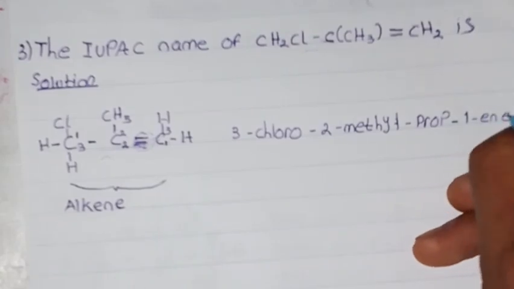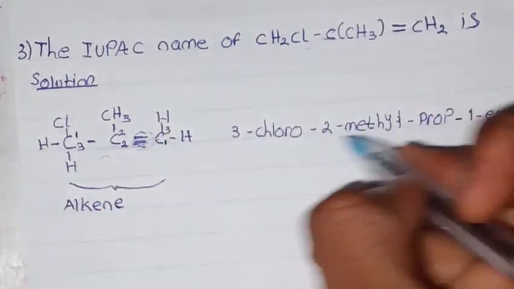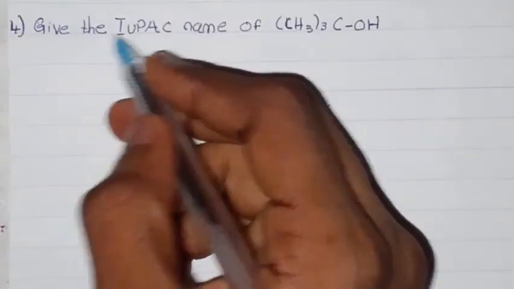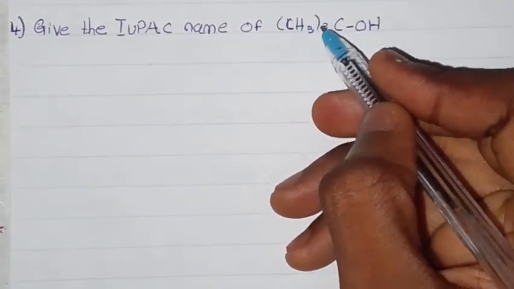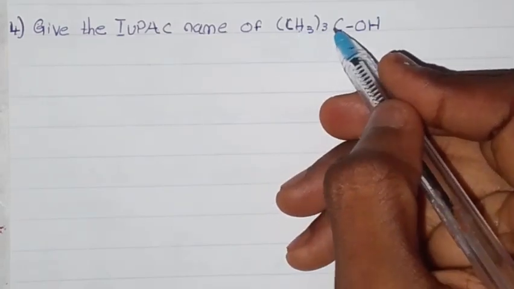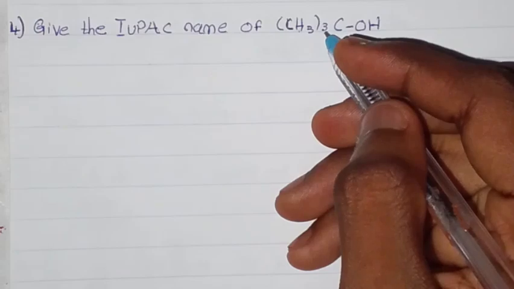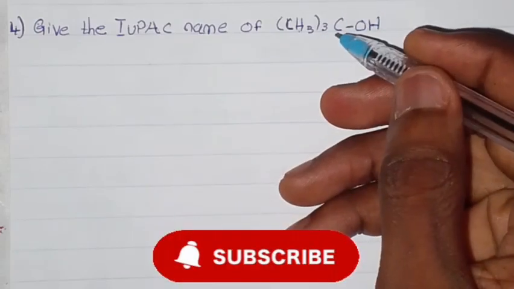ENE specifies the functional group, that the functional group is attached to carbon 1, and this number specifies the position of the substituents, right? Next, it gives the IUPAC name of CH3, we have 3 as a subscript of CH3. I'll explain that. Then we have carbon and the OH. Remember the OH tells us that this OH is the functional group. It tells us that this is an alkanol.